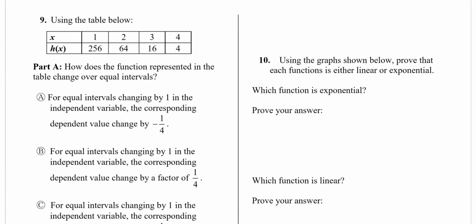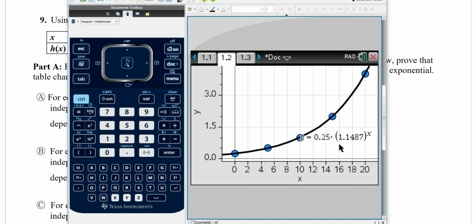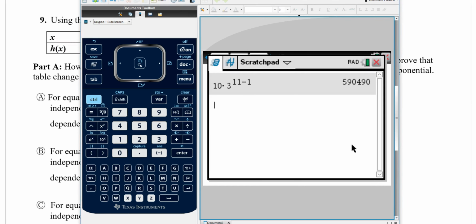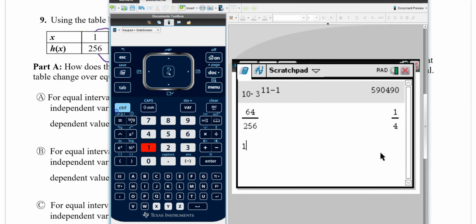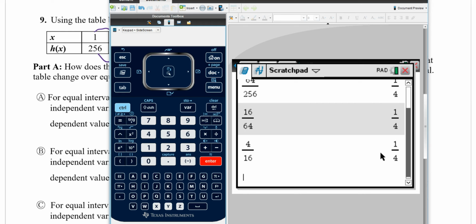All right, number 9, use the table below. How does the function represented in the table change over equal intervals? Well, first thing I look at, all my x's change the same. They're all changing by 1. And my y's, well, it's not linear. But if I look at a calculator, I've got 64 divided by 256 is 1/4, or 16 divided by 64 is 1/4, or 4 divided by 16 is 1/4.